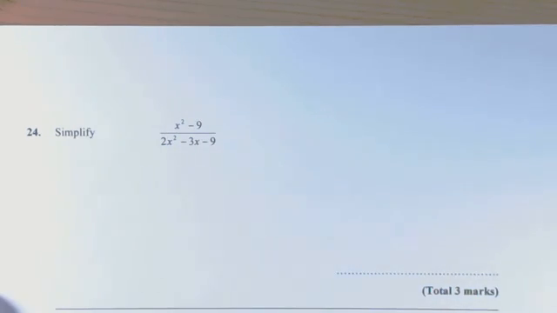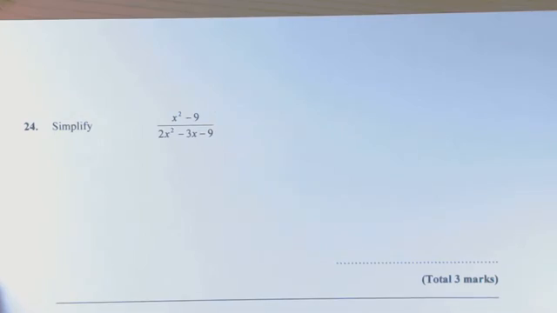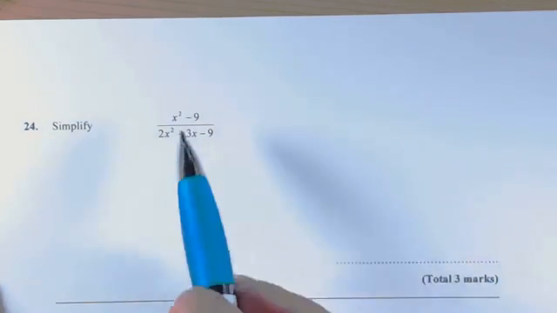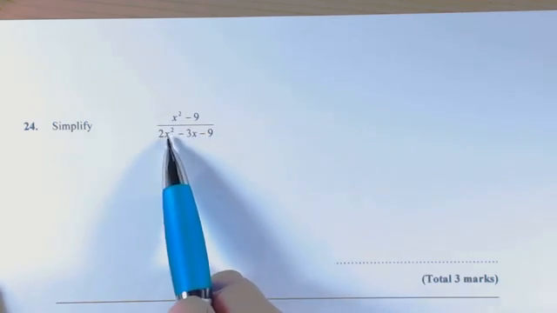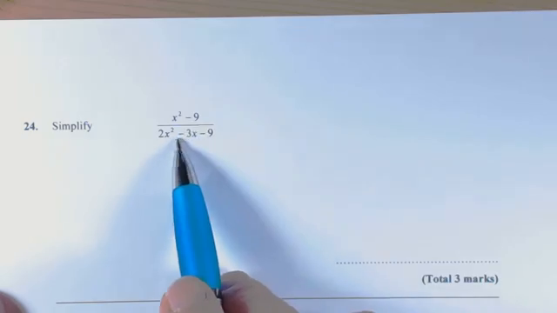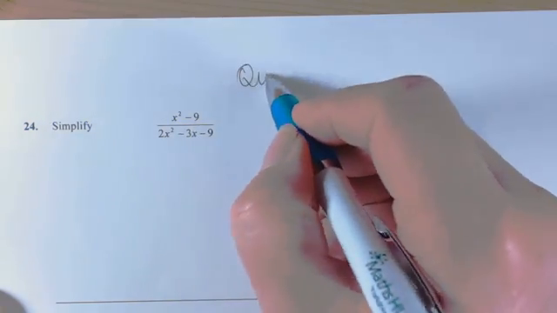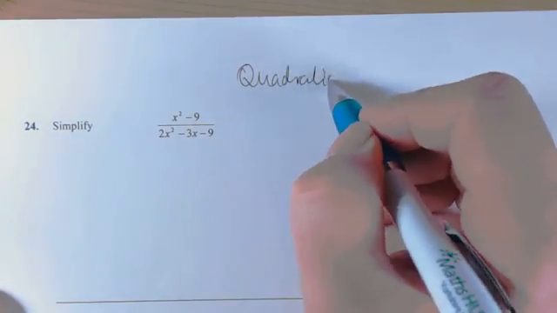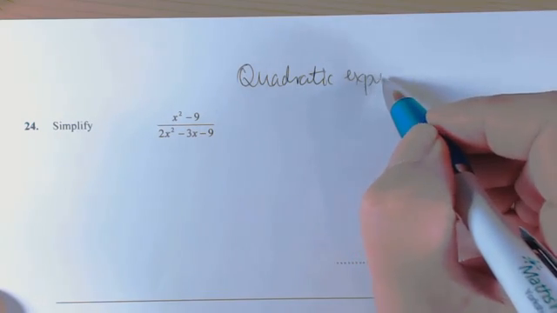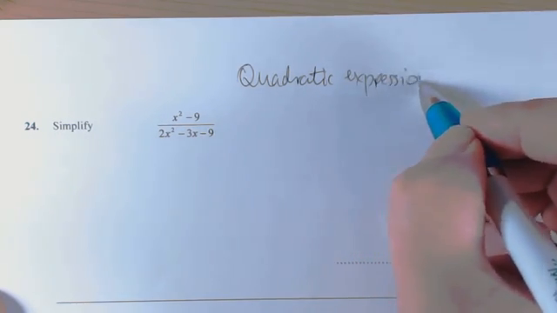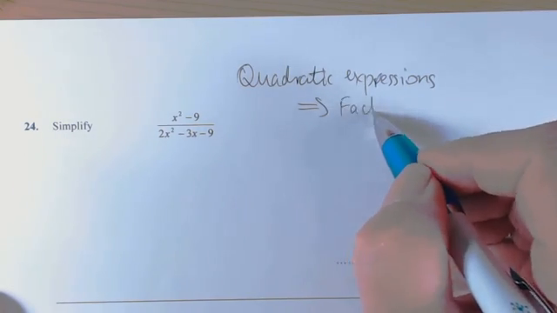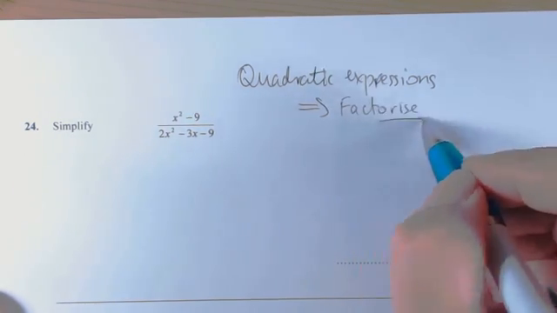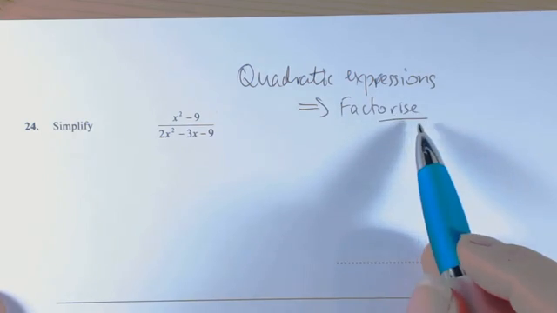It's question 24 on a GCSE higher paper, so therefore it's not going to be a case of just simply crossing things out. It's about looking at what skills you know about quadratic expressions. Well, we know that quadratic expressions can be factorised. So we should be saying to ourselves, what can we do to simplify down? Quadratic expressions, we recognise we can factorise them.